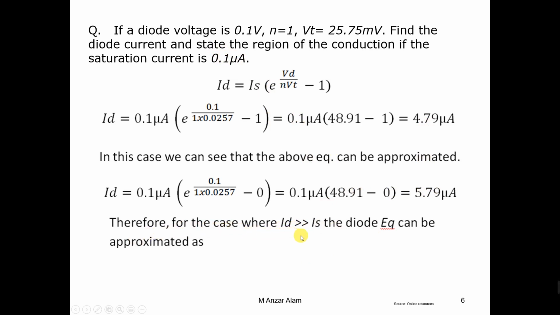For the case where ID is much greater than IS, the diode equation can be approximated like this. We can ignore the second part, and say that the diode equation is only this. So if this condition is validated, then we can replace the full diode equation with this simpler equation.